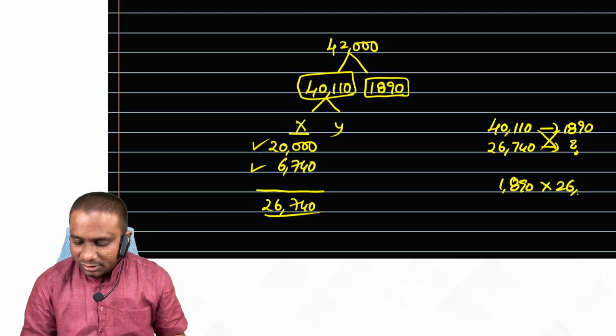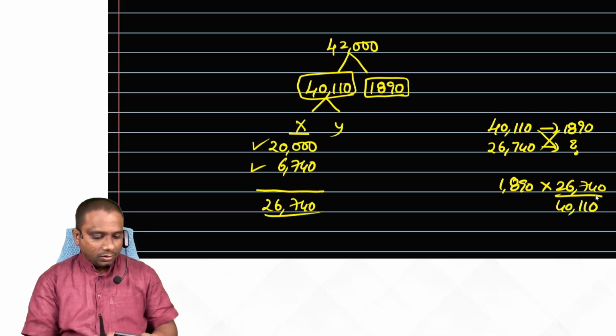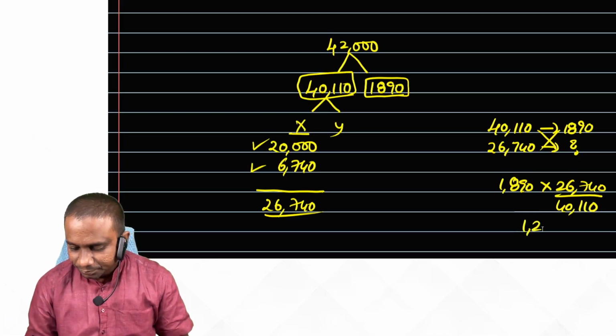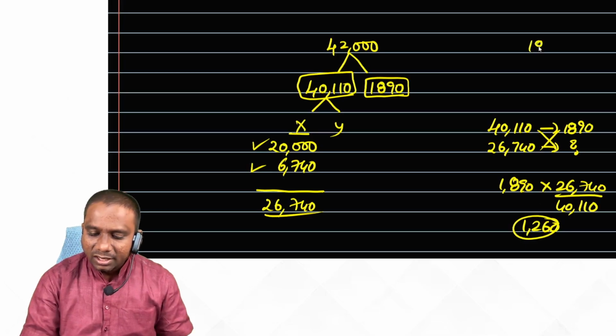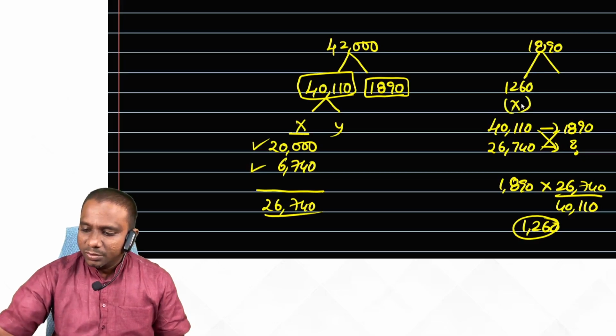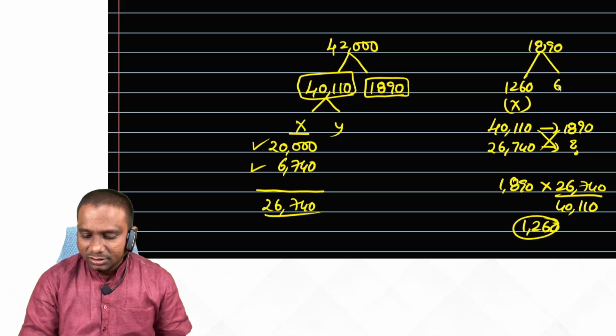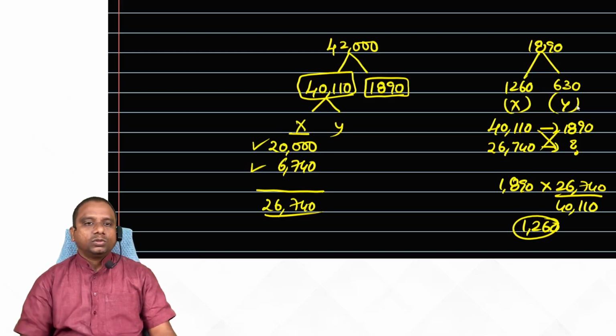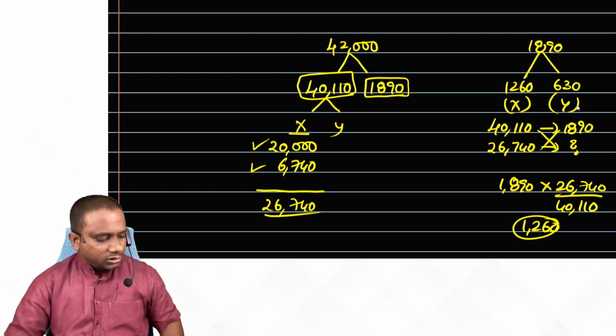1,890 into 26,740 divided by 40,110 gives 1260. Out of 1890, 1260 is borne by X and the remaining amount, 630, is borne by Y. That's it. Is it clear, students? This is how we calculate the second bill discount share of the two parties. I hope you understood this.